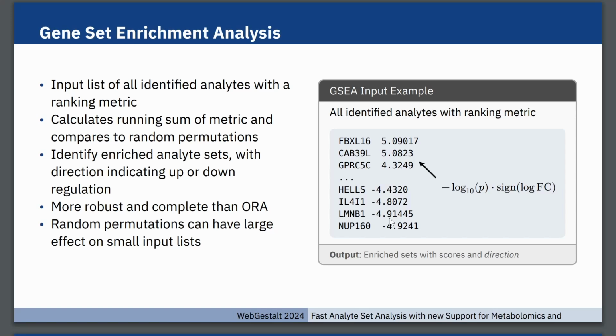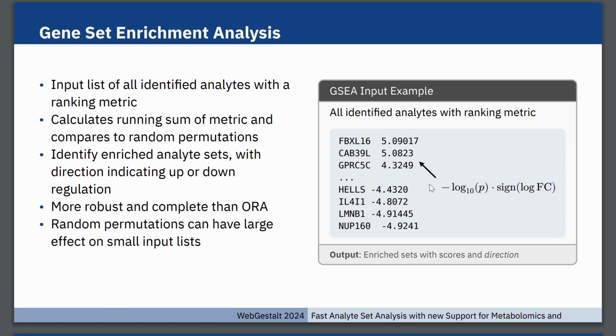So all your identifications, and you're also going to be providing a ranking metric, which is going to depend on what type of biological question you're asking. So for us, commonly we run in association with tumor versus normal samples. And so you would have an analyte and then a ranking metric that is its association with a tumor. So commonly it's just negative log10 p, sign, log fold change.